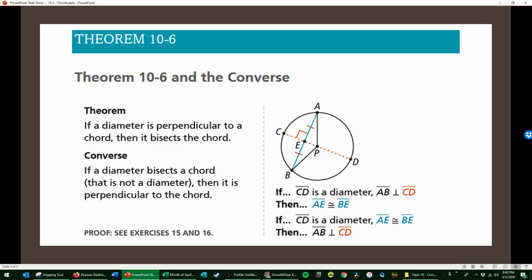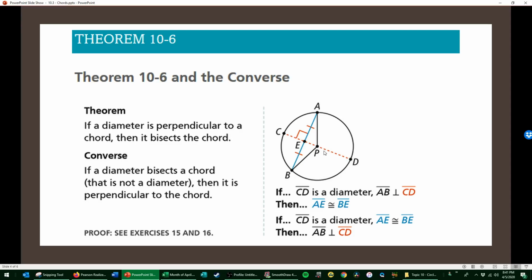Alright, so our 10.6 theorem is if a diameter is perpendicular to a chord, then it bisects the chord. All that's saying is if I draw a chord, that's a line that starts and ends somewhere on the circumference, and it's perpendicular to the diameter, which is cutting the circle in half, then the diameter cuts it in half. Again, pretty easy stuff, right?